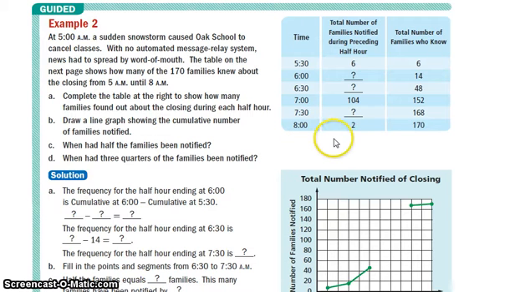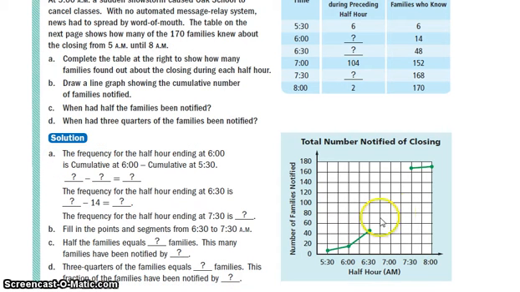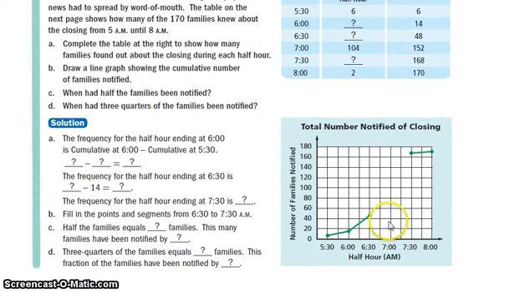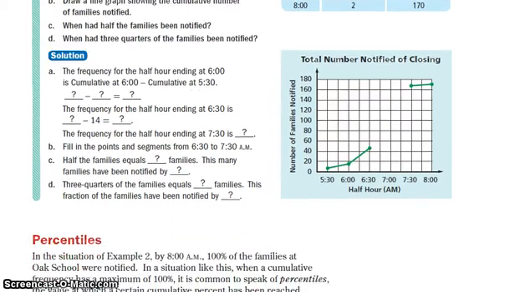Draw a line graph showing the cumulative number of families, and you can see that once we added in the other information, hopefully they have a nice graph that has everything, or maybe they wanted me to do that. So it would be jumping up to this level. I don't know why they didn't put those points in there. Okay, you can read through the rest of that example.